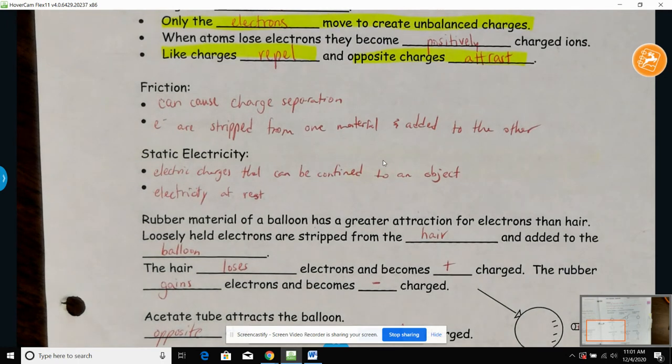The rubber material of a balloon has a greater attraction for electrons than hair does. So if you rub a balloon against your hair, the balloon is going to rip some electrons off of your hair and become negatively charged. Your hair would therefore become positively charged, and it would stand up a little bit because like charges repel.